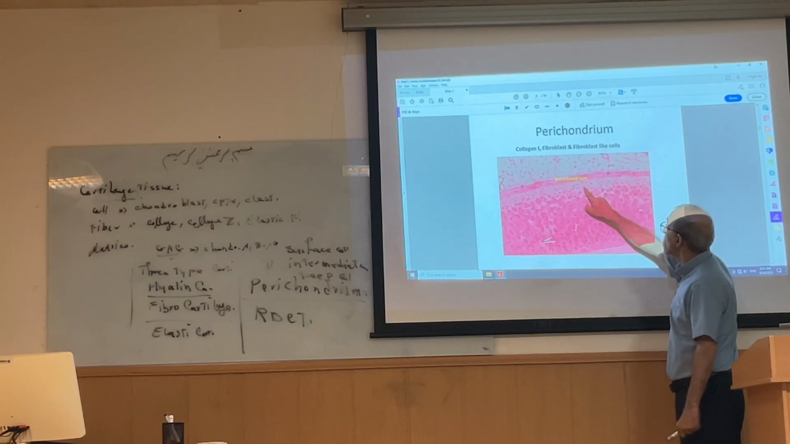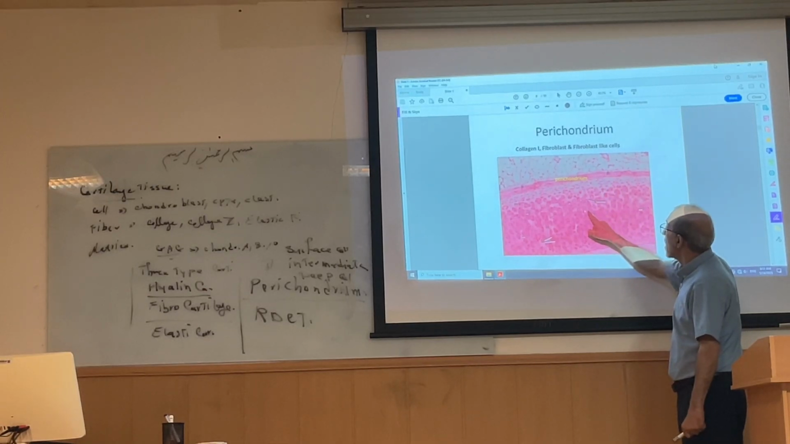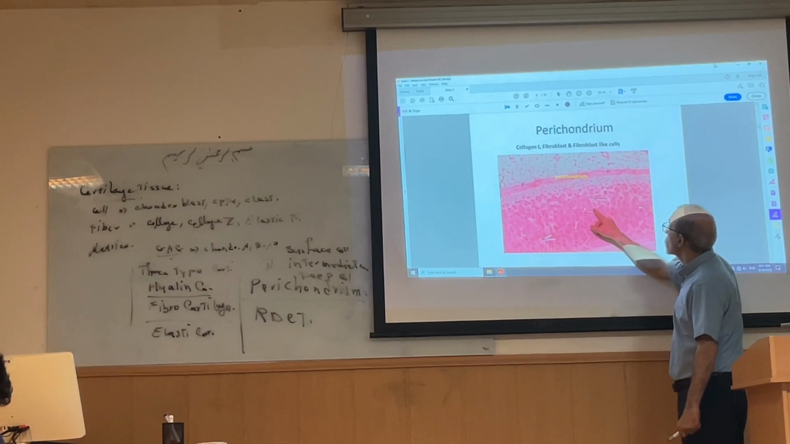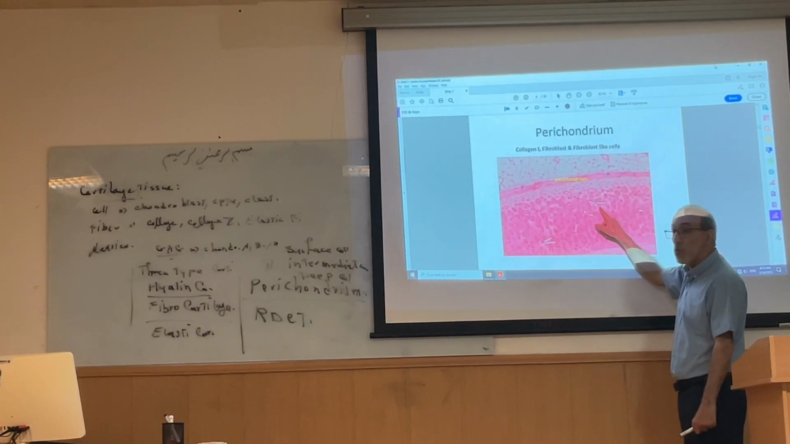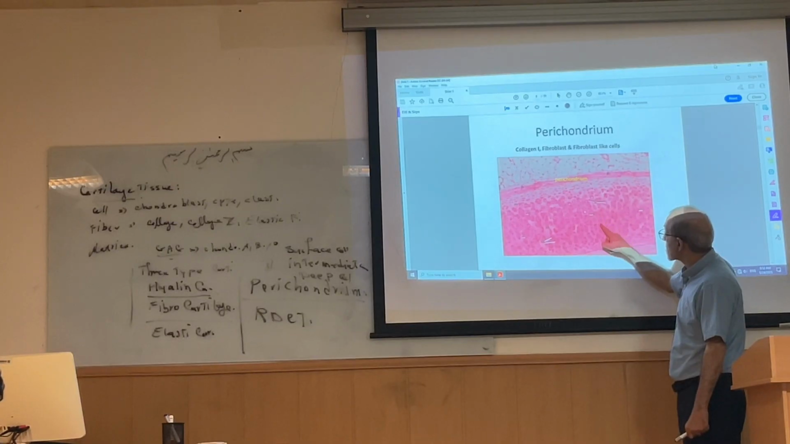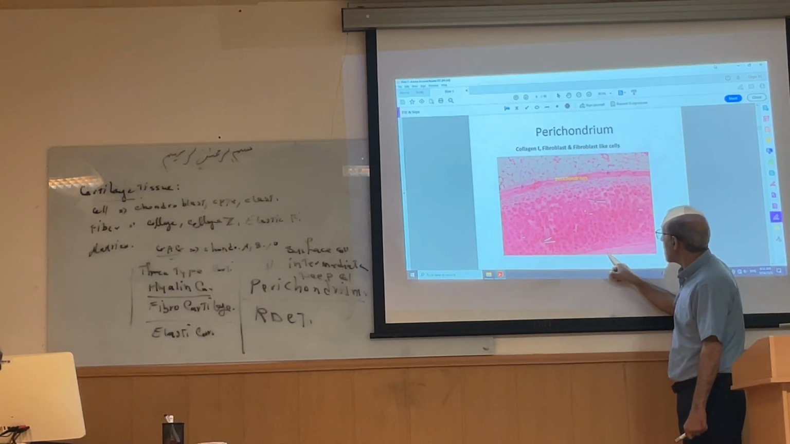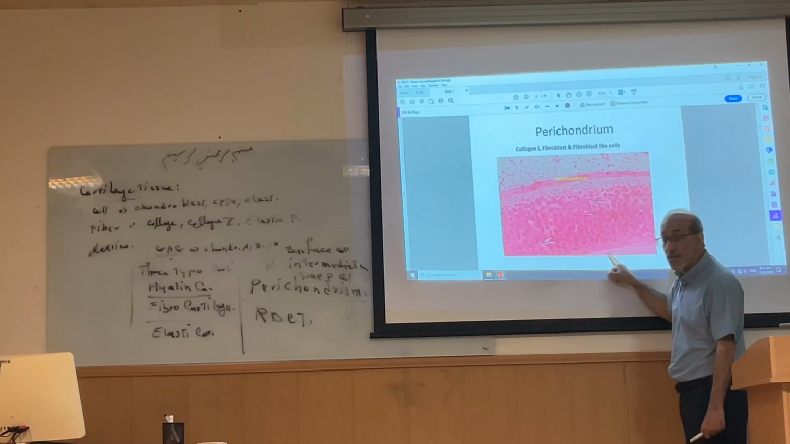Below this part, you can see a nucleus. What is the name? This is chondroblast. You can see a lacuna, and in the lacuna, you can see a nucleus. What is the name of this nucleus? Chondrocyte. Here the structure is repeated: chondrocyte, chondroblast, chondroblast-like, mesenchymal-like, and fibroblast-like.